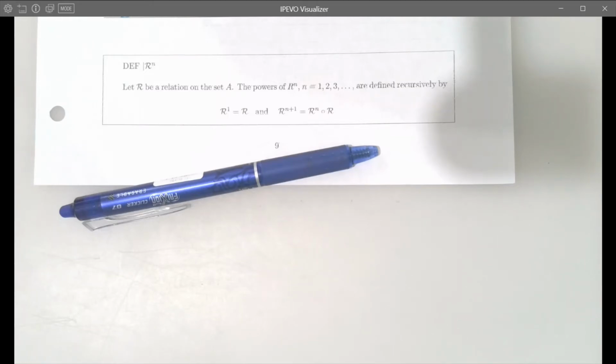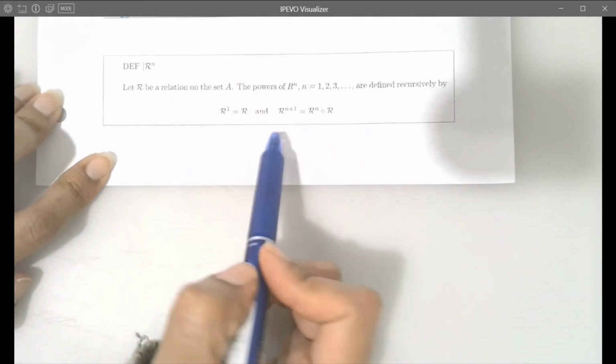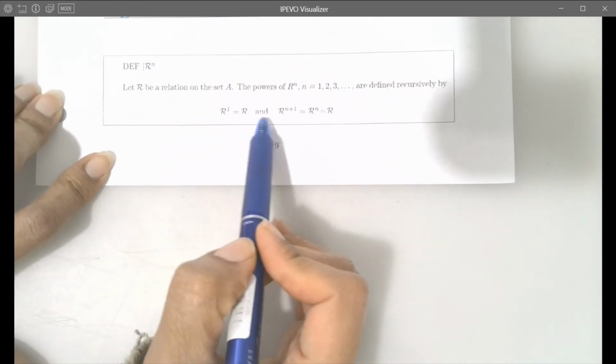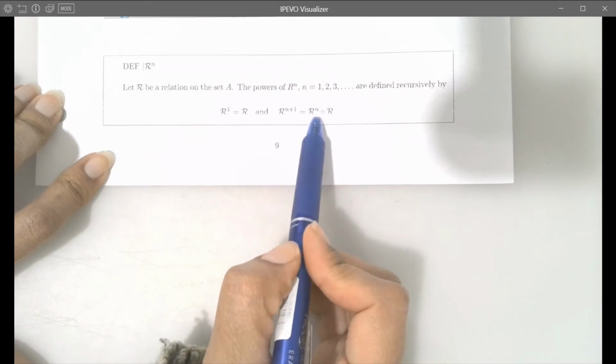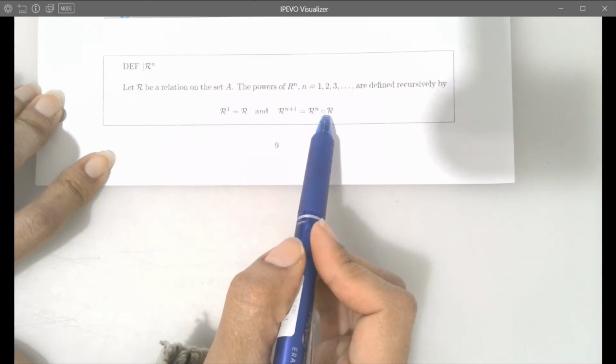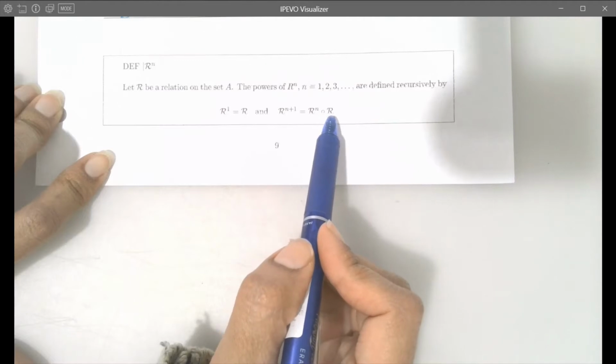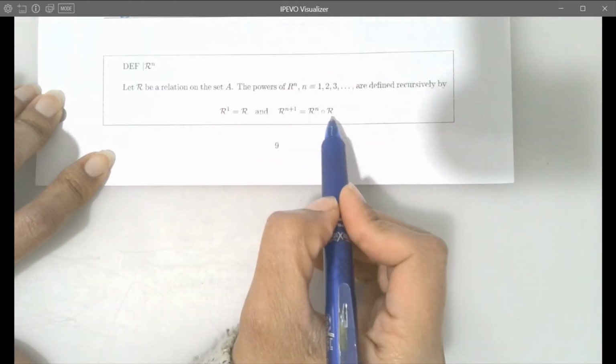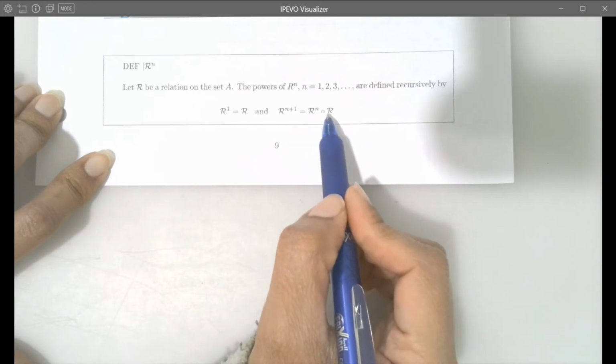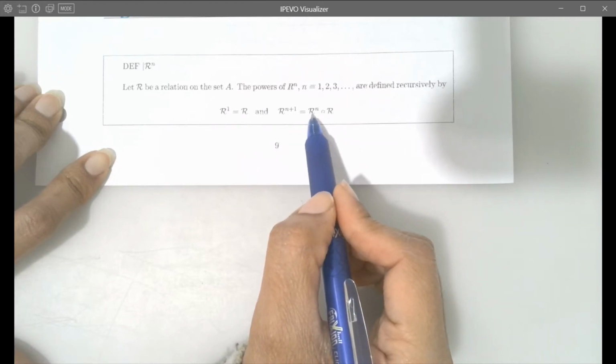Related to the definition of composite is the definition of powers of R. So we're going to let R be a relation over the set A. So that means that A is both the set of input elements and the set of output elements. The powers of R to the n, for n being 1, 2, or anything greater, are defined recursively in the following manner. So R to the 1 is simply R, but then R to the n plus 1 is defined to be R to the n composed with R. Okay, so what that means is that we take a look at the outputs of R and take them in as inputs of R to the n.